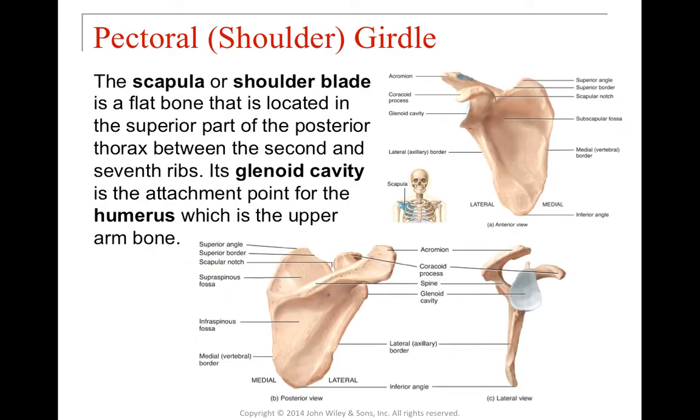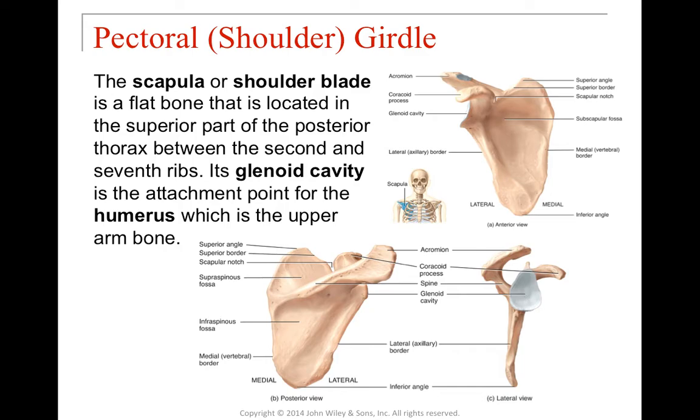The scapula is the shoulder blade. It's a flat bone located in the superior part of the posterior thorax, and it's located just between the second and seventh ribs. So it's going to span between the second and the seventh ribs. It's got a glenoid cavity, and that's the attachment point for the humerus, which is the upper arm bone. So here's the glenoid cavity, and that's going to be the region that's going to attach directly to the humerus.